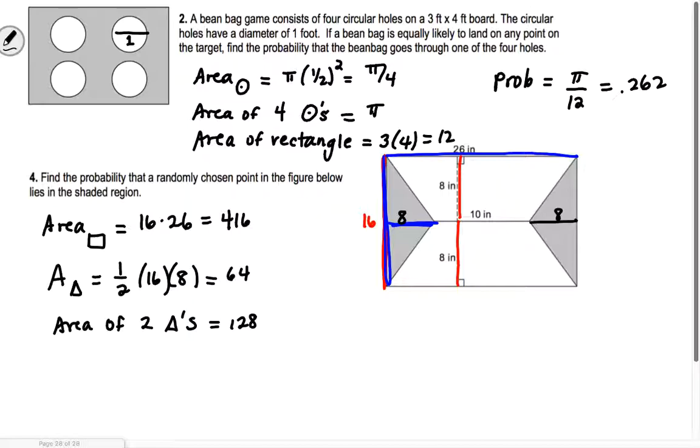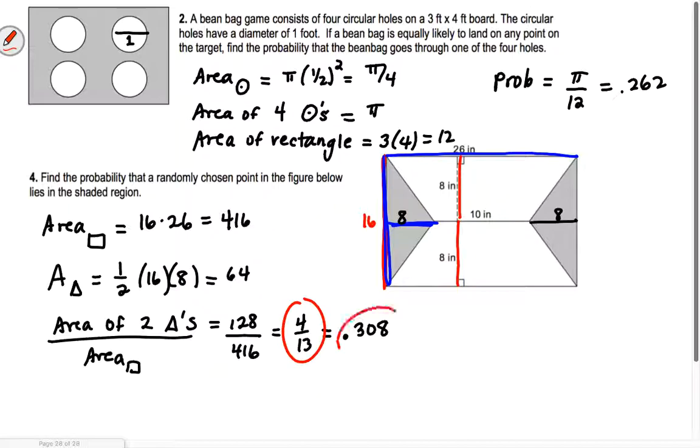So if I want the probability, I want to do the area of those 2 triangles divided by the area of the rectangle, right? So I'm going to do divided by area of rectangle, which was 416. So when I do that, 128 divided by 416, I think it reduces to 4 over 13. I wrote these numbers down earlier, which works out to be 0.308 if you want to find the decimal version. But really, probability, you could write the reduced fraction or you could write the decimal. You don't have to write one or the other. Sometimes the decimal's nice because then you can think of it as like a percentage.